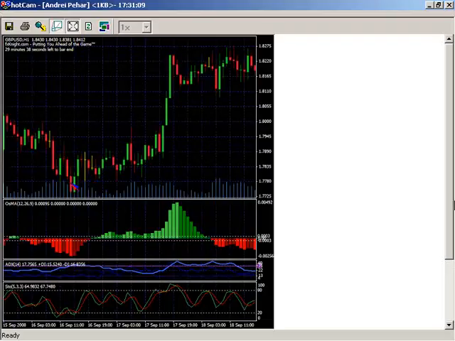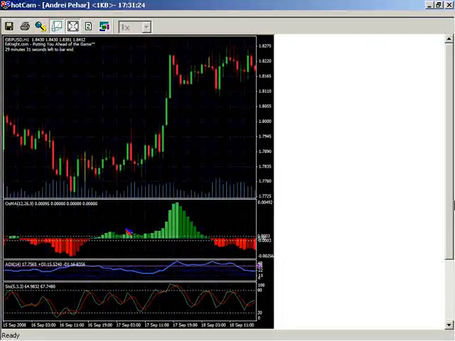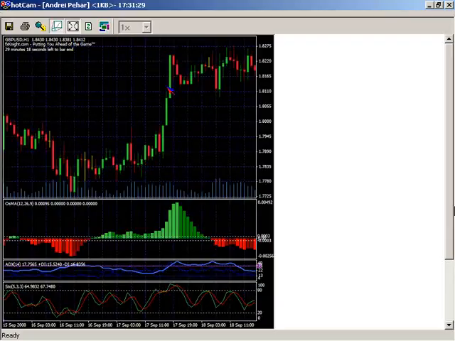Okay, you have this little move up, then OsMA comes down and you have a zero line rejection. Sure enough, the trend continues. You have this little move up. Then we cool down. We have another zero line rejection. And guess what? You have this move. And that move is much bigger than these prior two moves.